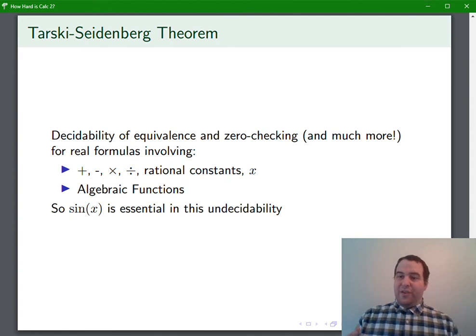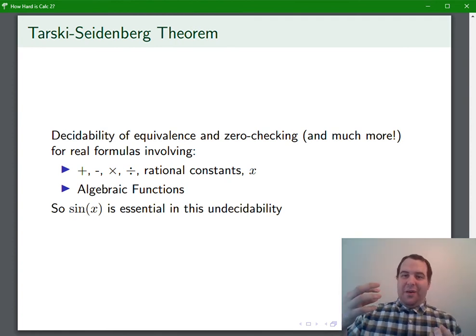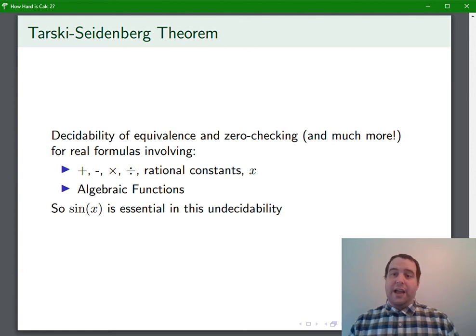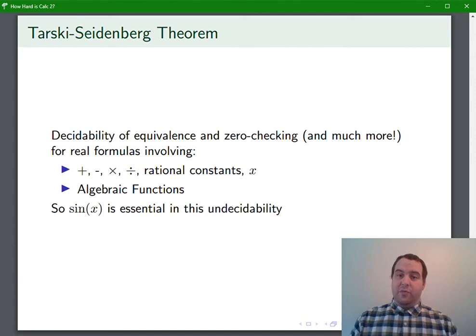But actually, it turns out that we're almost there. There's something called the Tarski-Seidenberg Theorem, which provides a whole bunch of stuff. It essentially provides an algorithm for solving pretty much any problem involving real functions. And it allows us to decide equivalence and zero checking and much, much more for real formulas involving addition, subtraction, multiplication, division, rational constants, and x, and also algebraic functions.